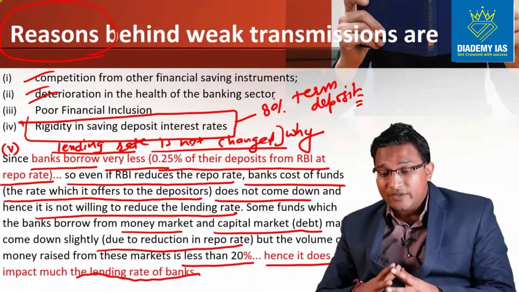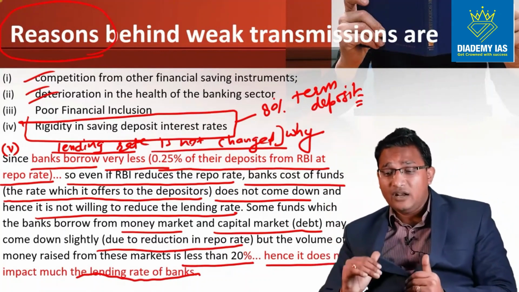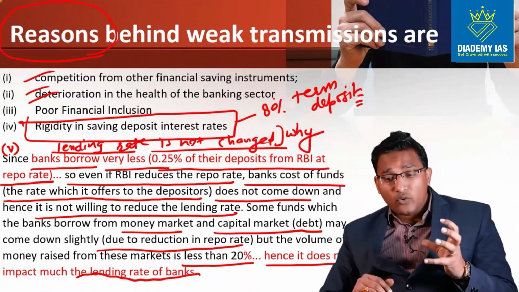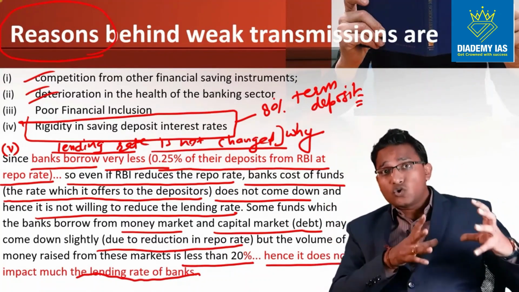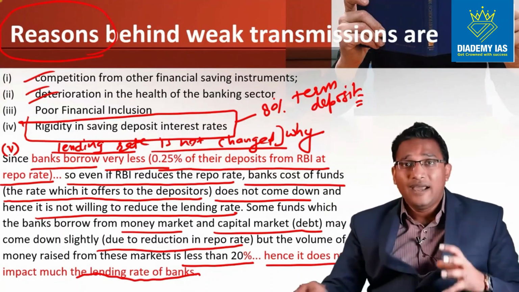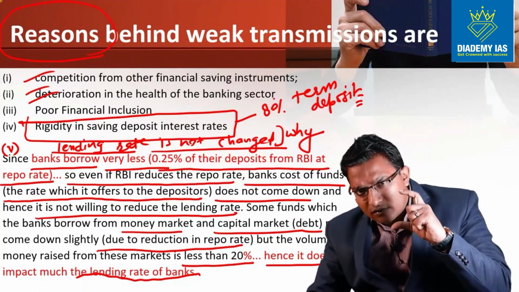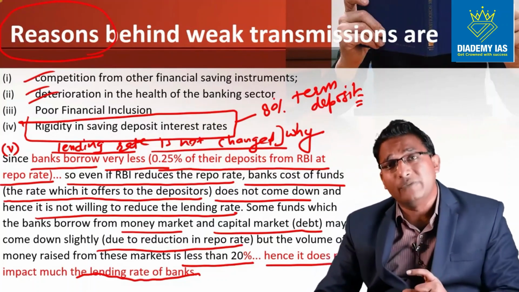So can you see that even if RBI reduces the repo rate, the bank's cost of funds is still not going to come down, because the sources from which the bank is getting money are multiple, and the source which belongs to RBI is very, very minuscule.